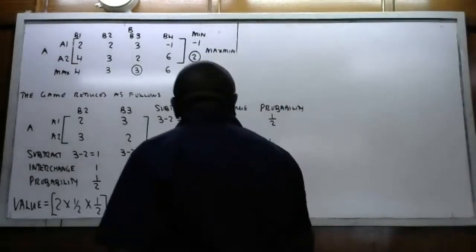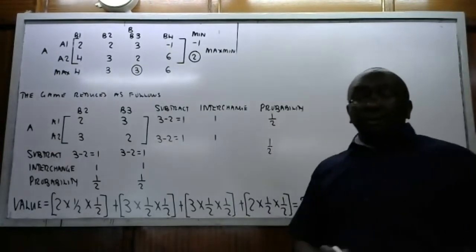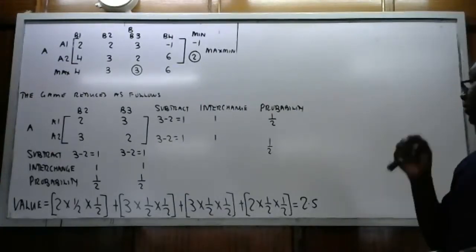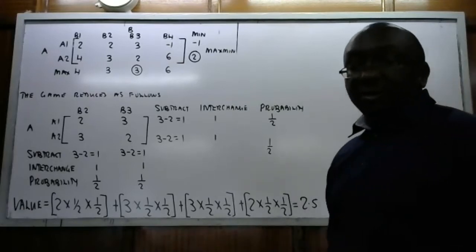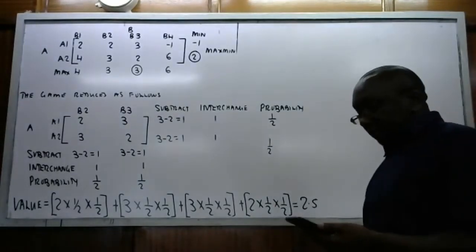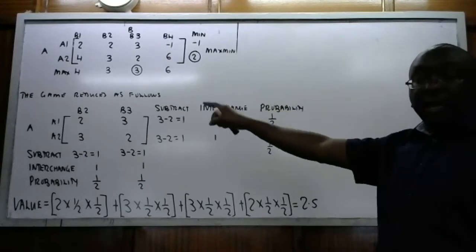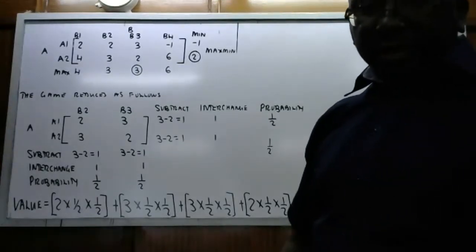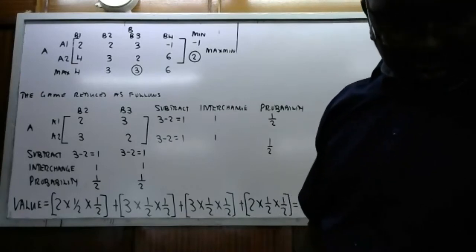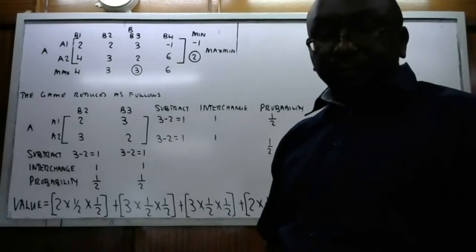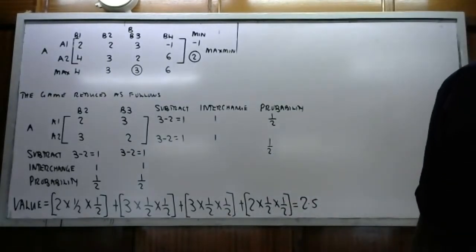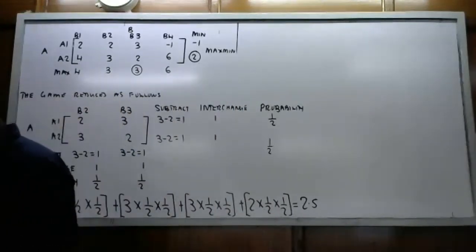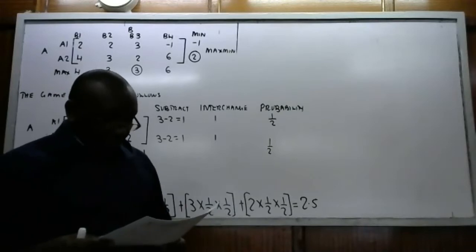Yes, what I can say is 2.5. So that 2.5, because it is a positive value, it is a gain to A. Alice, are you okay? Good. So we are through with that. Let us now go to question 3.